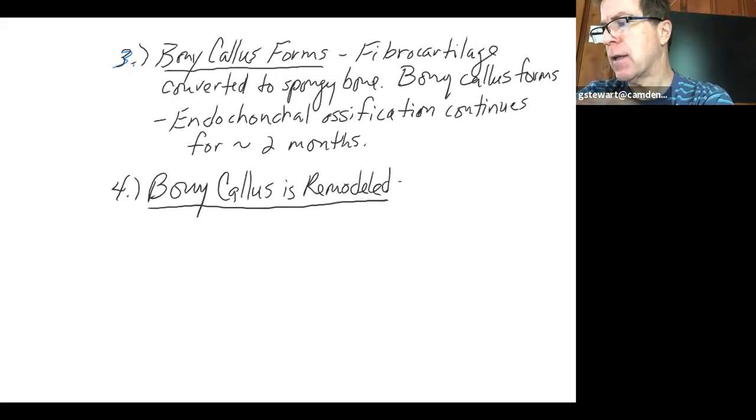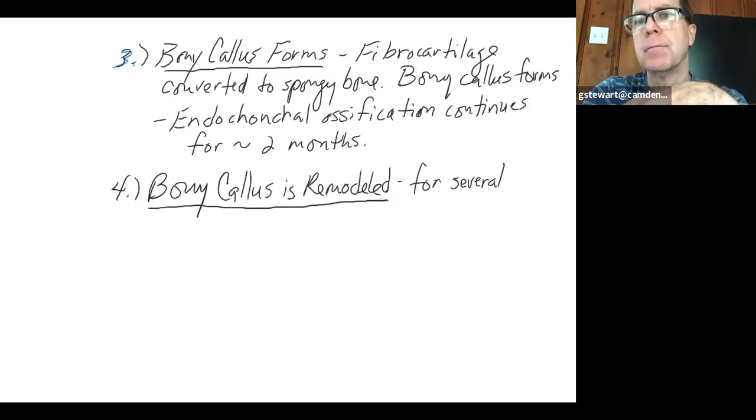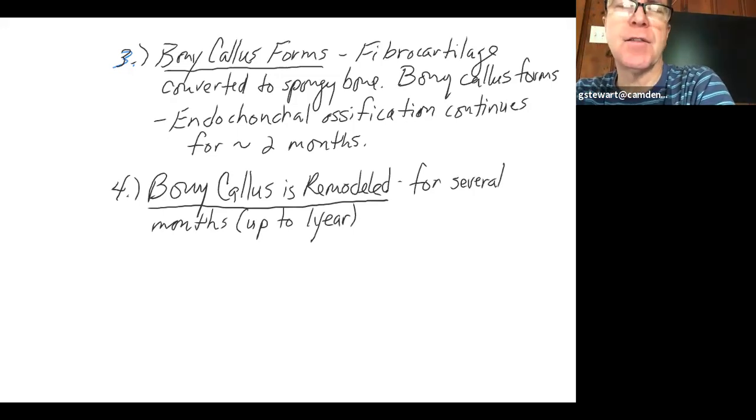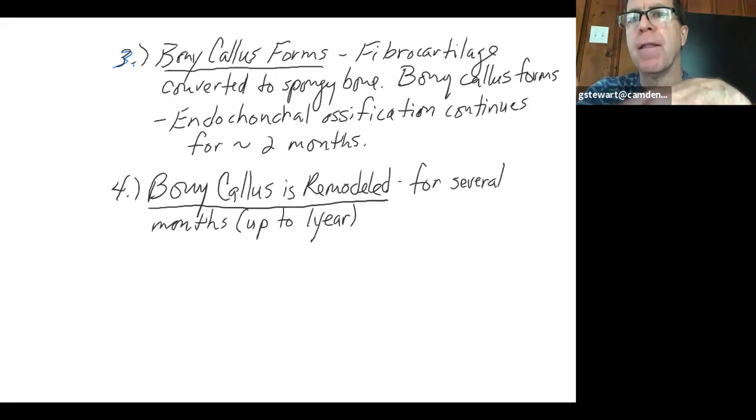So the last thing I'm going to say is, for several months, and this usually occurs for up to a year. Some people are in casts for 6 months. It depends on the severity of the fracture. Other people can be in a cast for longer, 8 months, 12 months. But the bone remodeling that goes on after any type of serious break usually happens for at least a year.